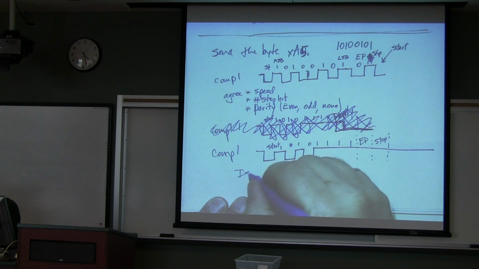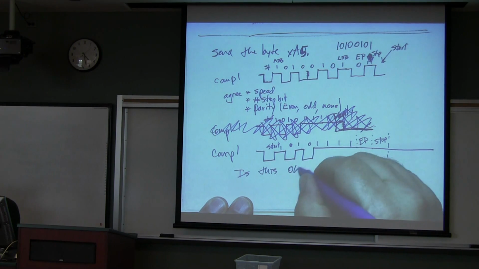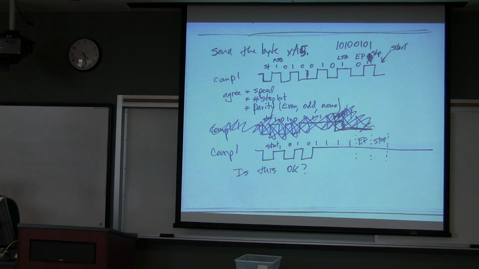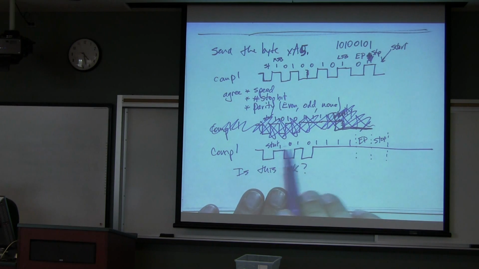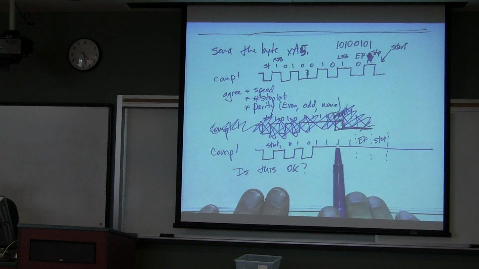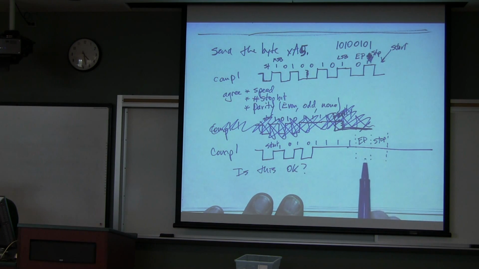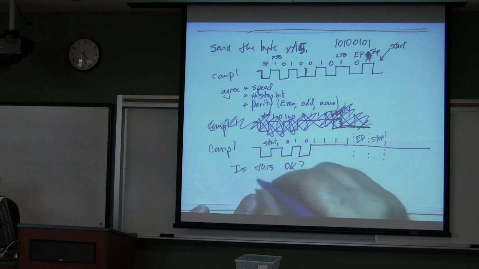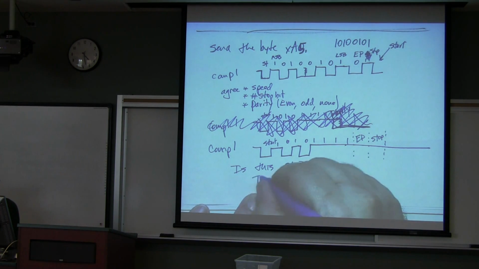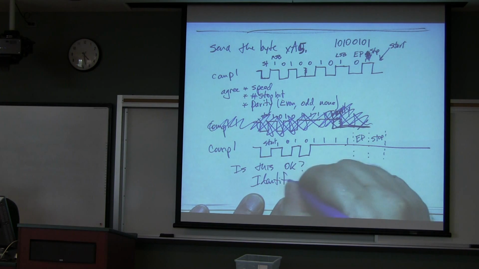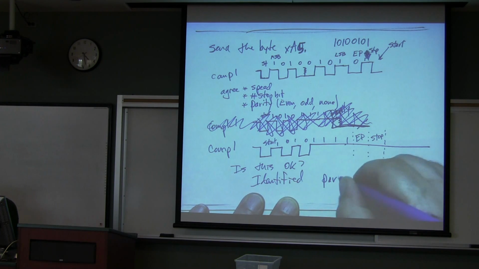No. The answer is? It's off by 1. So even though I'm expecting even parity, with 1, 2, 3, 4, 5, 6 bits, that means I would expect my even parity bit to be a 0, but it's stuck at 1 because there's some sort of communications fault. So this would be identified as a parity error.